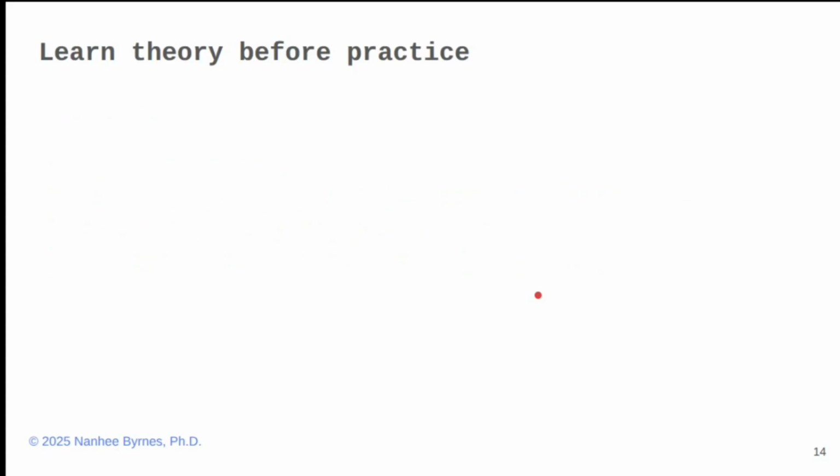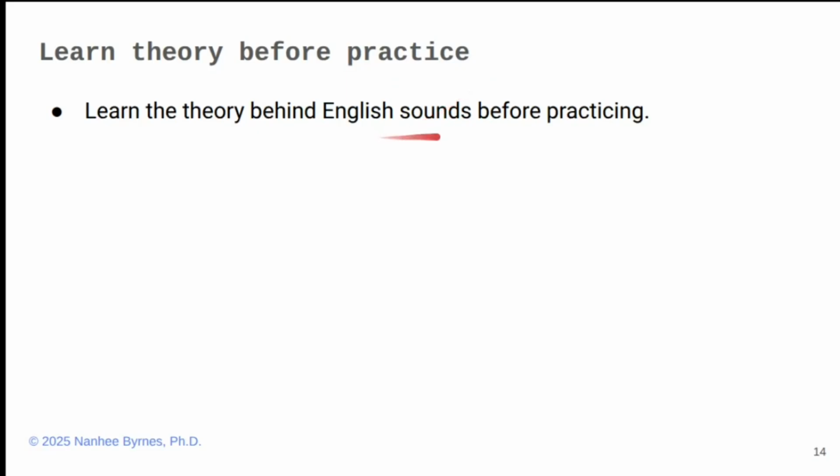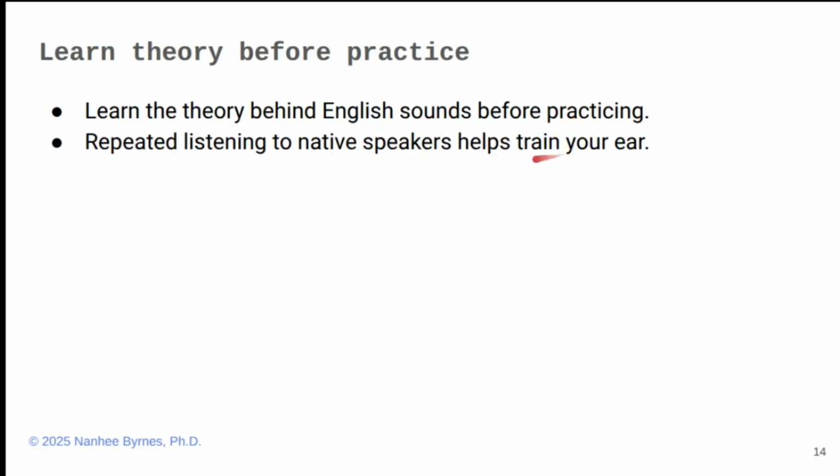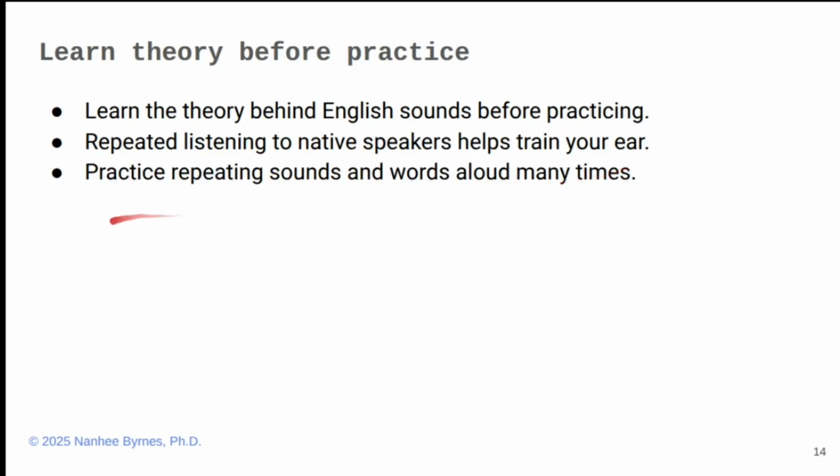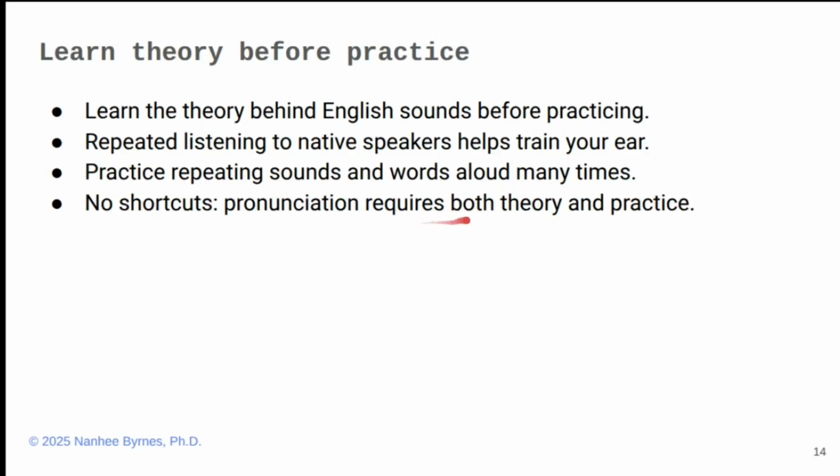To be able to pronounce these challenging words, you first need to know the theory of how to produce the sounds. Then, listen to them repeatedly as spoken by native speakers. And finally, repeat them yourself many times while listening. There is no shortcut to pronouncing English correctly. Like anything worth learning, it requires both theory and practice.